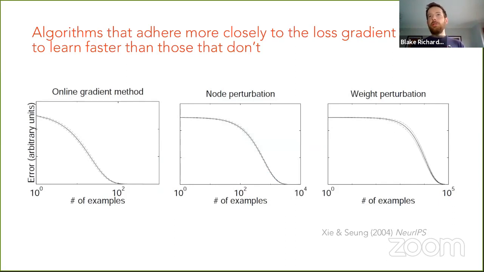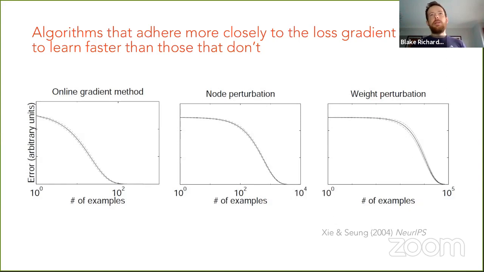But in addition to being correlated to the gradient, there's a question of how well correlated to the gradient you are and whether you have very high variance in your tendency to be non-orthogonal to the gradient. And one of the things that we can say, again, with some amount of confidence is that, barring some new algorithms that we have yet to discover or don't understand, something totally beyond our ken right now, algorithms that more closely adhere to the loss gradient will tend to learn faster than those that don't.